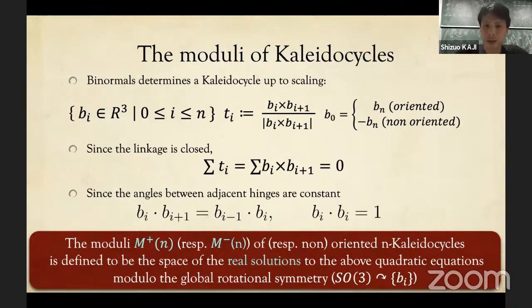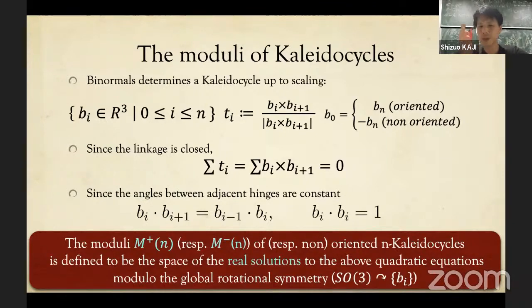And the second one is about closedness of the central curve. If you reconstruct the central curve, the discrete space curve, from binormals, then the curve should be closed to form a Kaleidocycle, because by definition, Kaleidocycles are closed rings. And for that, you have to have this equation: the sum of cross products is 0. You have to come back to the original position. Again, this equation is quadratic. So the configuration space of Kaleidocycles is identified by the real solutions of these quadratic equations.